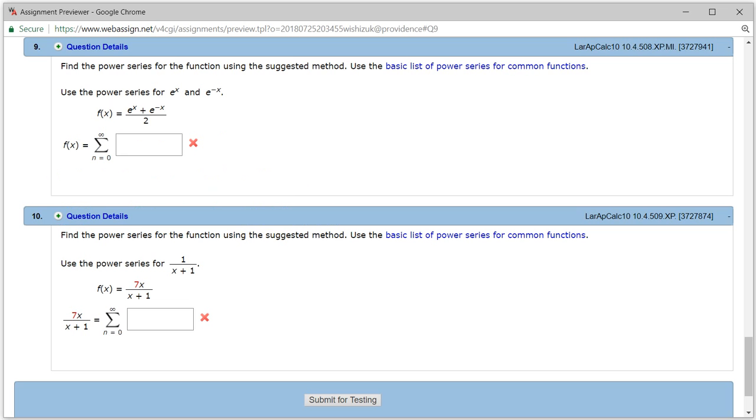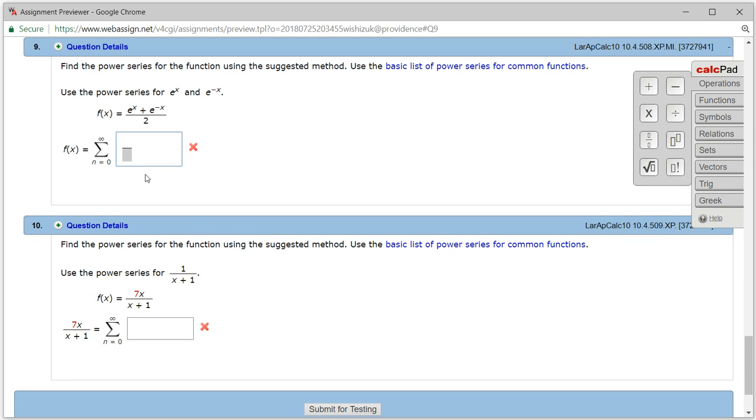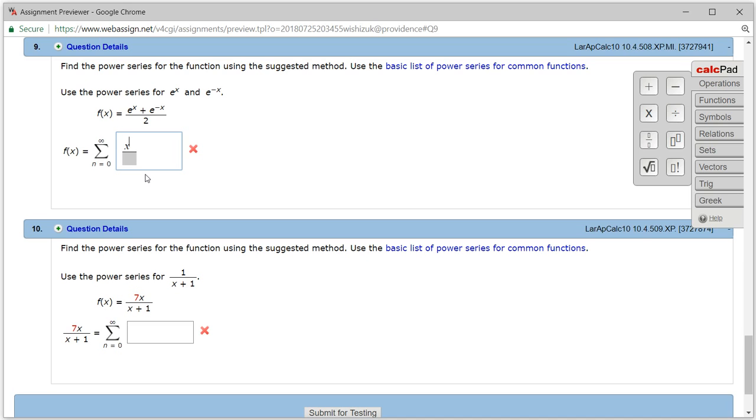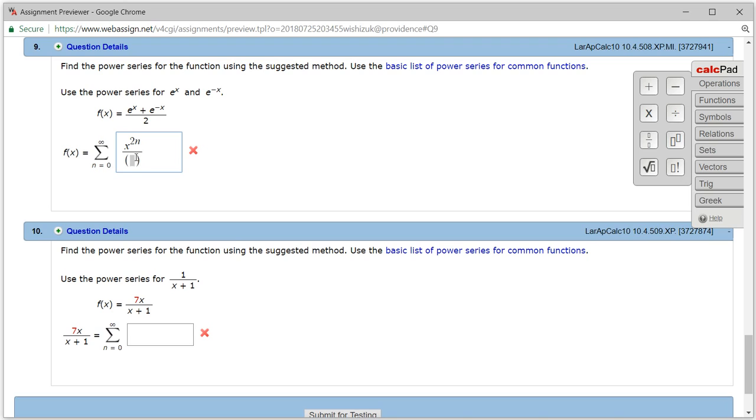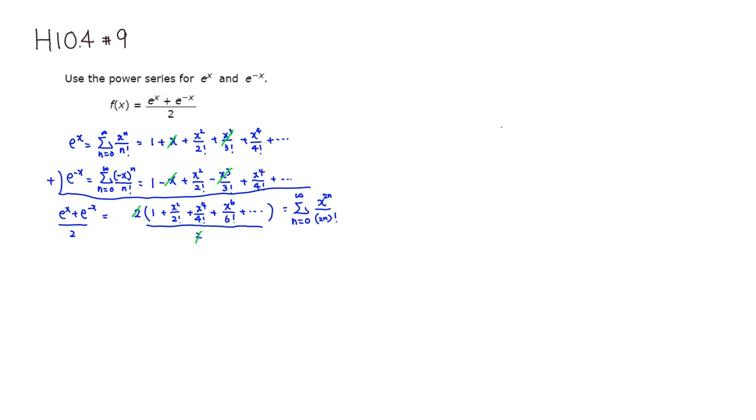So let's type it in. This is going to be a fraction, then we have x to the 2n power over 2n factorial. Let's check. All right, I came back and it looks like we got this one correctly. That's it. I hope that this was clear.